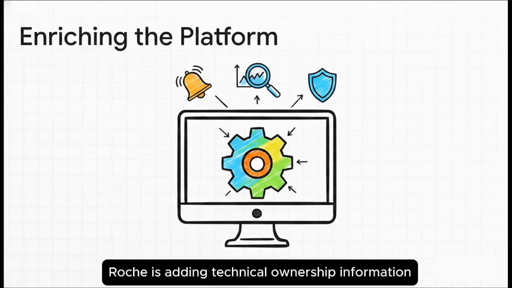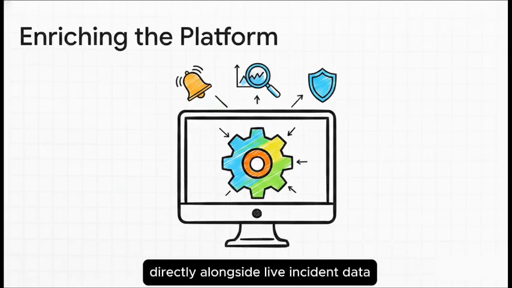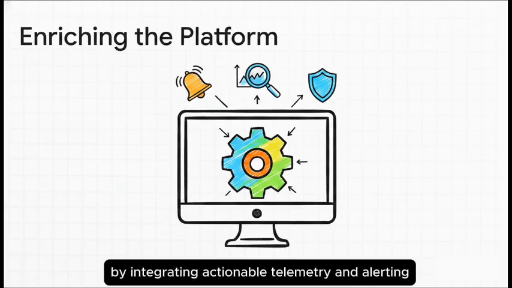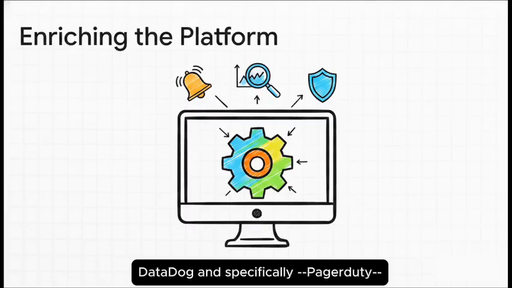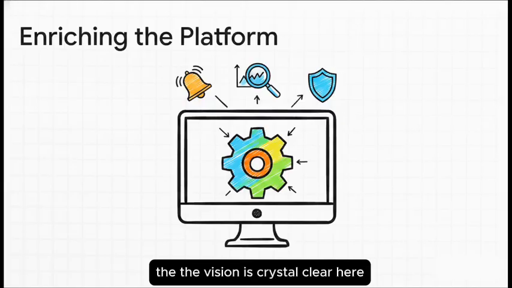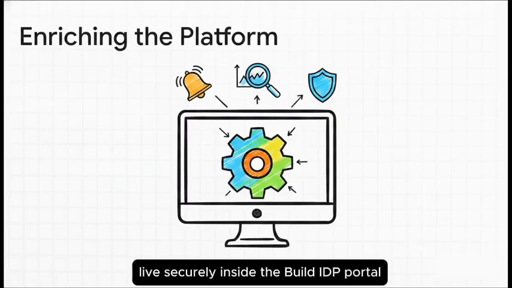Roche is adding technical ownership information directly alongside live incident data. By integrating actionable telemetry and alerting from tools like ServiceNow, Datadog, and specifically PagerDuty, developers get immediate context. The vision is crystal clear here: less and less context switching. All the data, all the information, and all the remediation actions live securely inside the Build IDP portal.